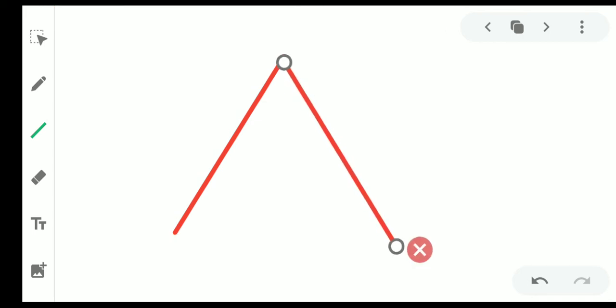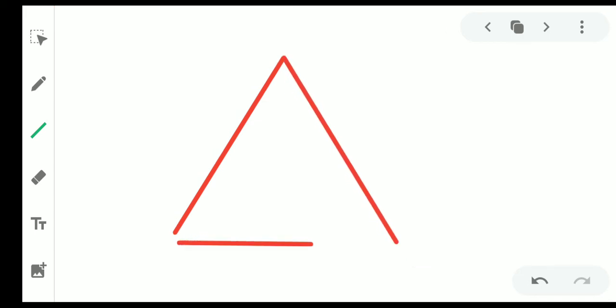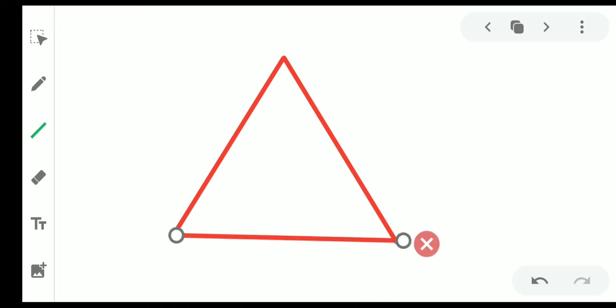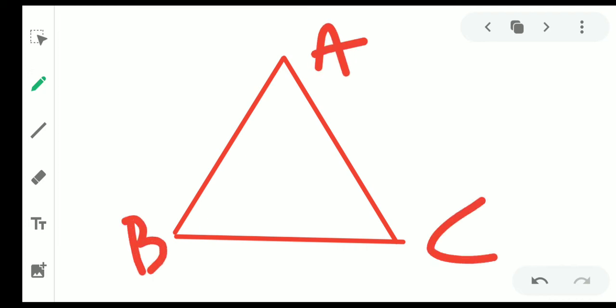Suppose I am drawing one triangle here. Suppose this one is A, this one is B, and this one is C. I am drawing a line from the vertex to the midpoint of BC. For BC, A becomes the vertex.